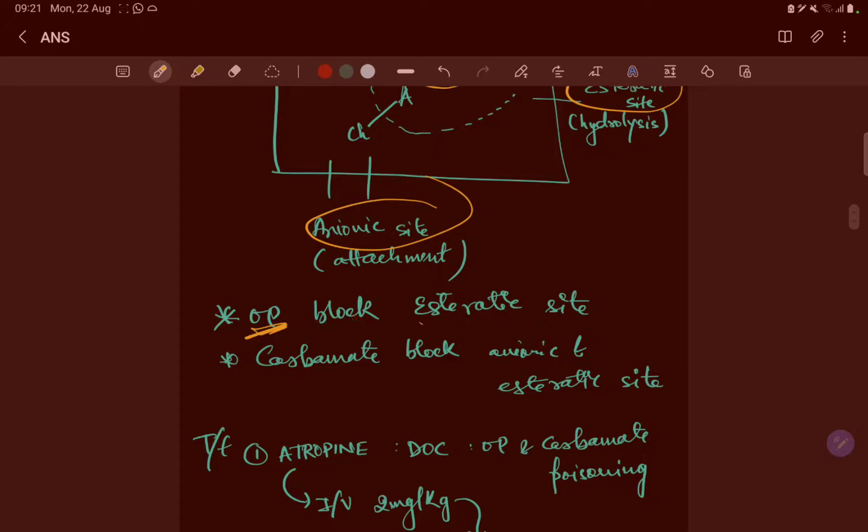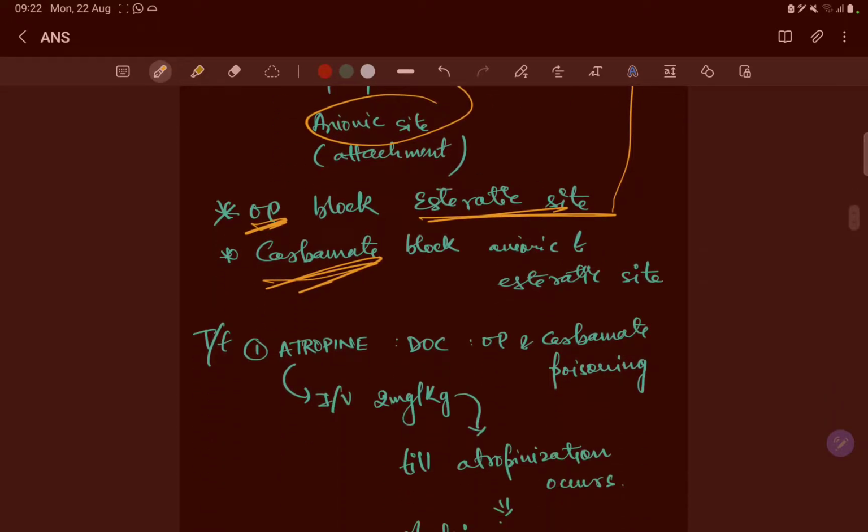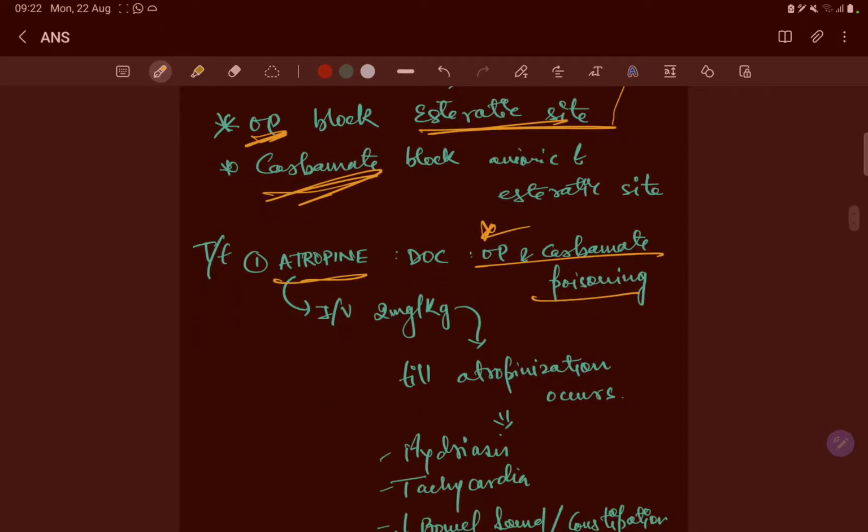Now, organophosphate blocks the esteric site. Carbamate blocks both the anionic as well as the esteric site. This is the difference. Atropine is the drug of choice for organophosphorus and carbamate poisoning. We give it IV, 2 mg, until atropinization occurs.